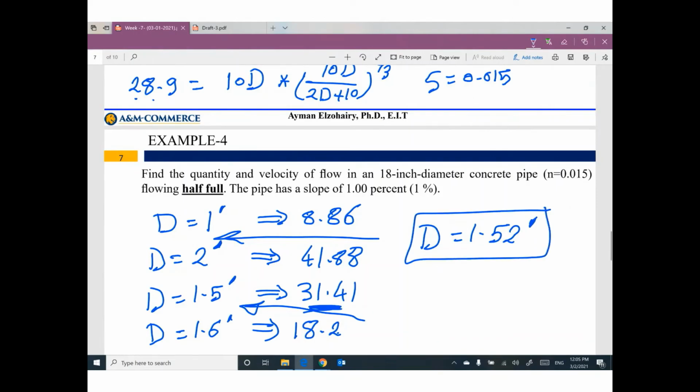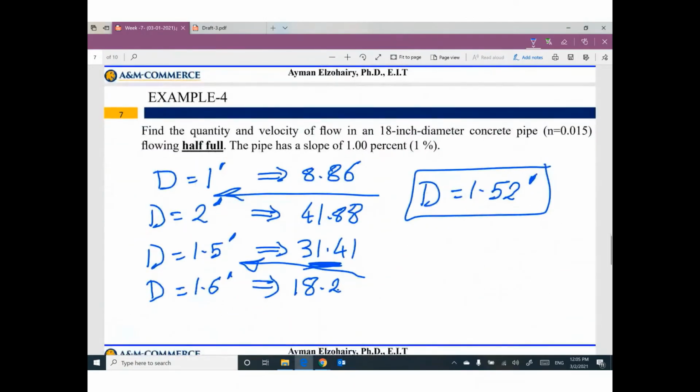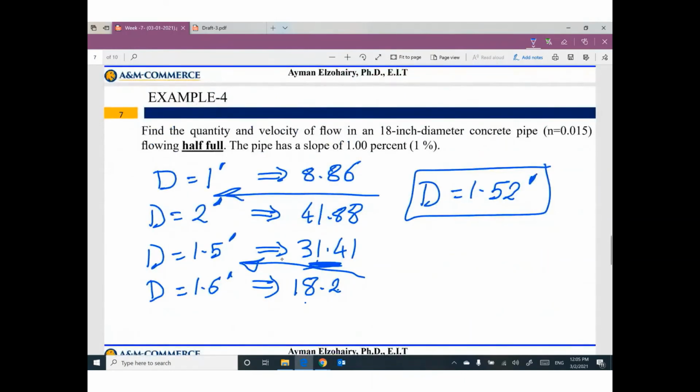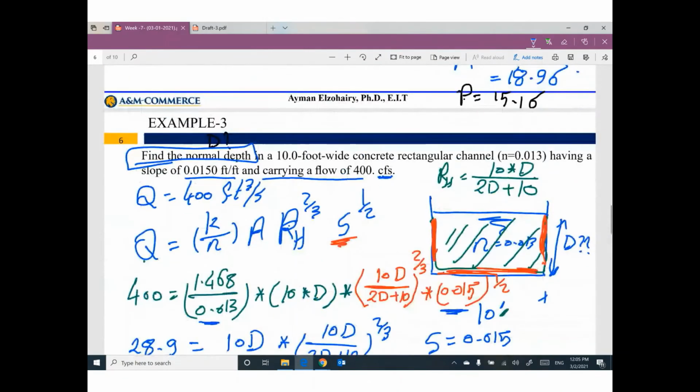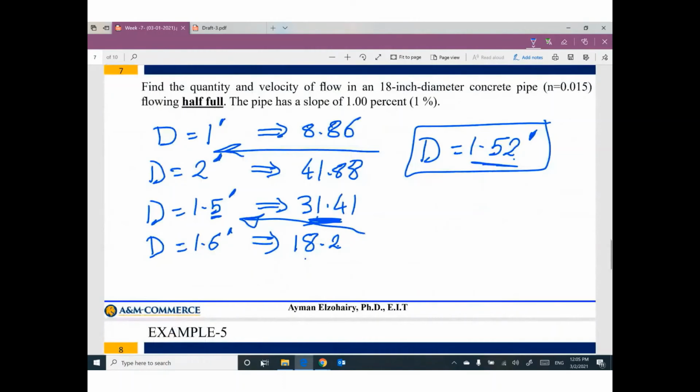So the final answer. In the exam, you don't need to get the exact final answer, but you see, we need a number 28. So I reached 31 and 18. So probably it's very close to 1.5. So it will be 1.51, 1.52, something like this. Okay, so the normal depth in this channel will be 1.52 feet by using trial and error.